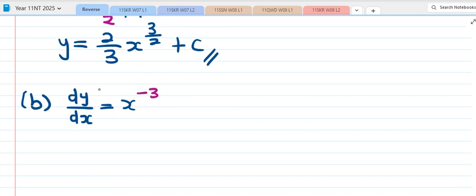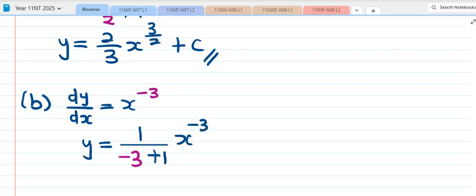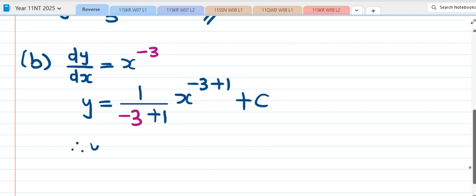So here, integrating this, dy by dx will become y, and x to the power of negative 3 would be x to the power of negative 2. Following the format, it is going to be 1 over n plus 1, and next to it will be x to the power of negative 3, also plus 1. So here, don't forget to add c in the end. Therefore, your y would be 1 over negative 2, so it is negative half x to the power of negative 2 plus c.